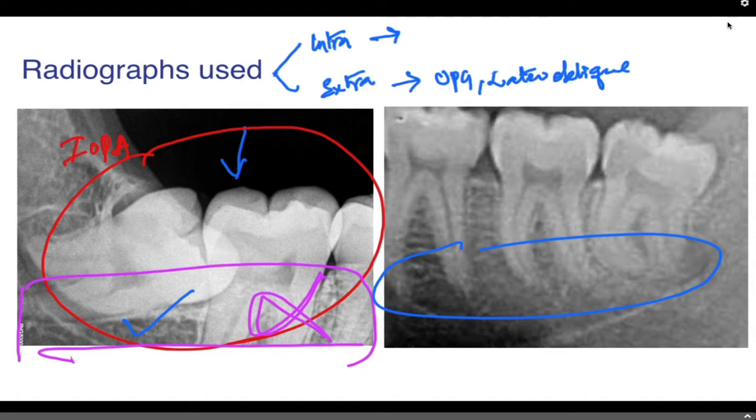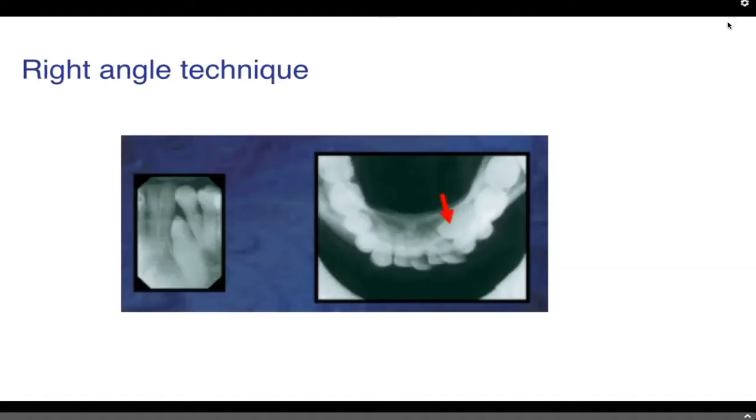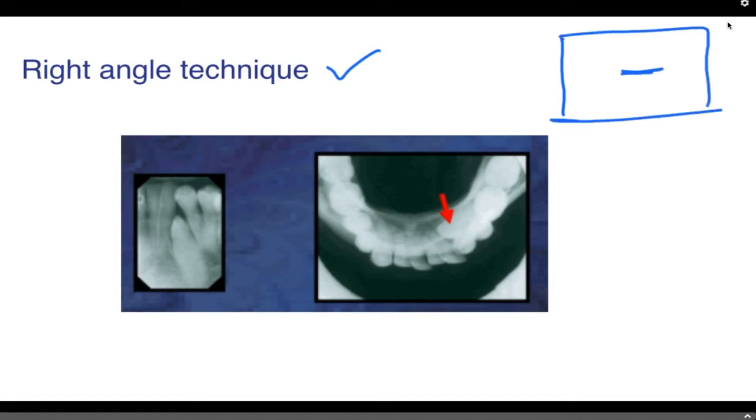Intraoral periapical radiograph is most commonly used for impacted teeth. Next, make a note: when you want to identify the position of a particular tooth, in a normal IOPA you can know the mesiodistal dimensions, or the mesiodistal position, of a particular tooth. But you will not know about the buccolingual position.